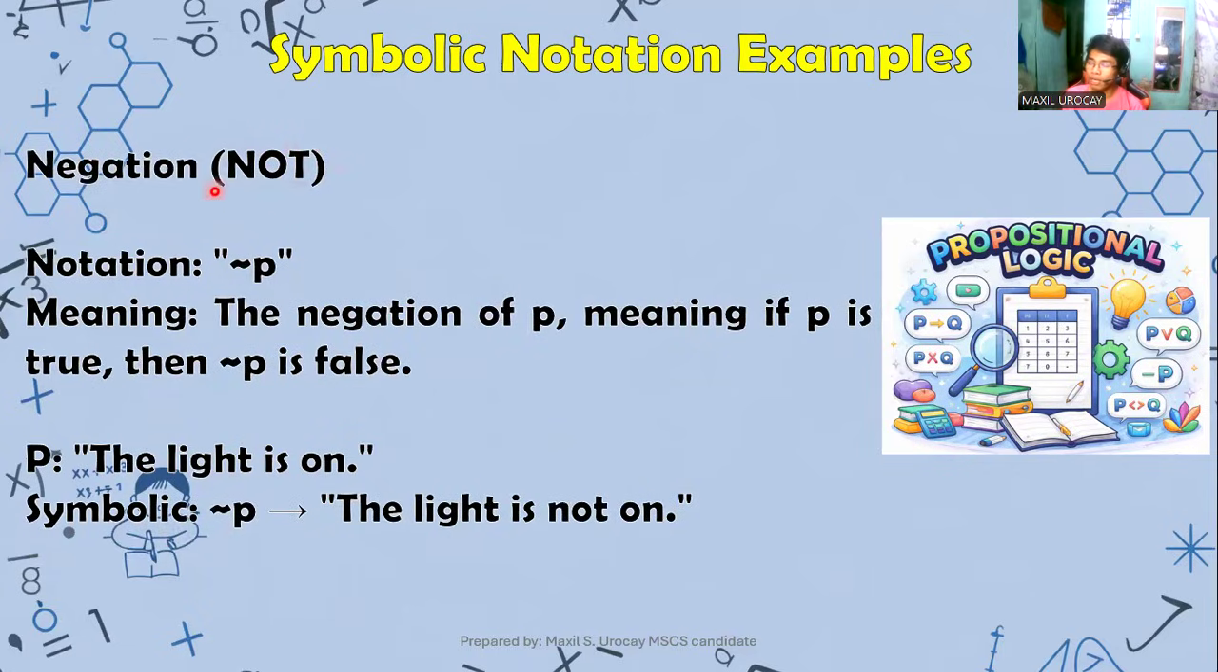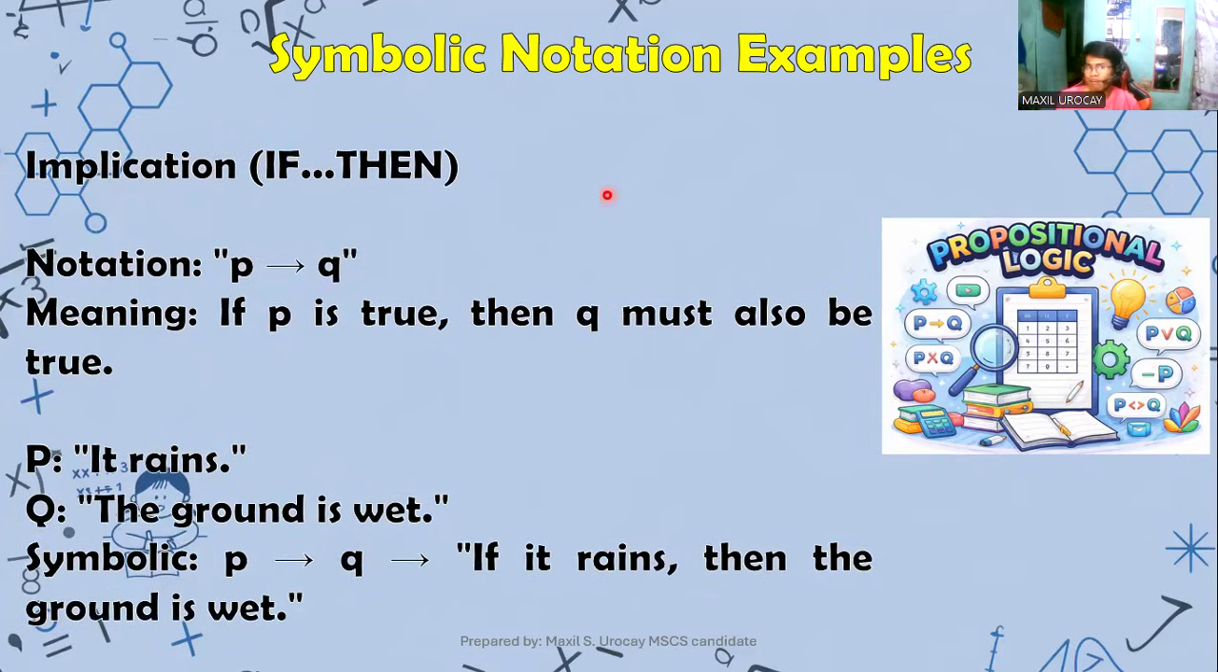Now for negation, negation is "not." For example, we are trying to refer to one statement. So if we have P, then the symbolic notation will be "not P," that represents not P. Meaning, we're just trying to invert that. The negation of P means if P is true, then not P will be false. So that's actually the opposite. So if P is "the light is on," then not P becomes "the light is not on." That's how it works.